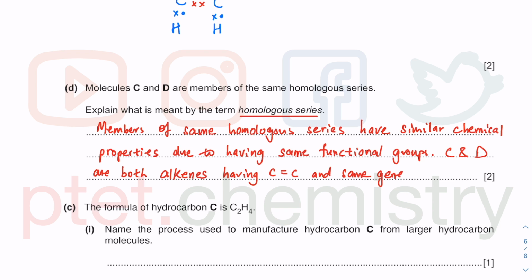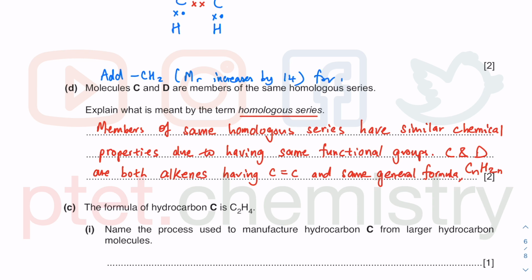We need to give 2 characteristics. So the same general formula is one characteristic, CnH2n, 2 times the number of hydrogens compared to the number of carbons. Having the same functional group, therefore similar chemical reactions, is another property. What you can also say is, you can add CH2, therefore the Mr increases by 14.